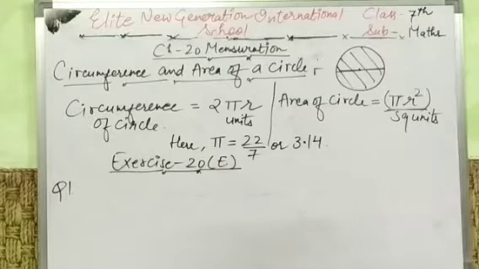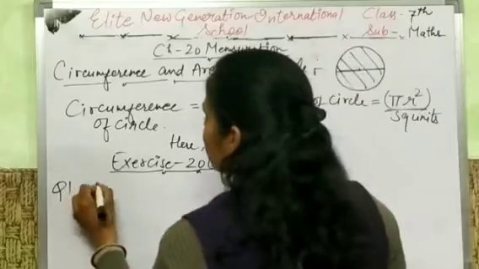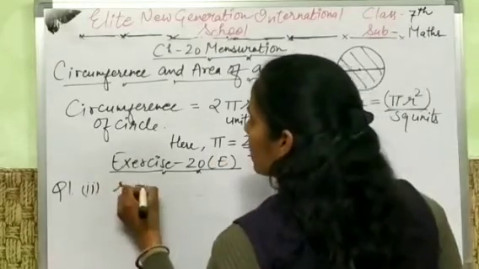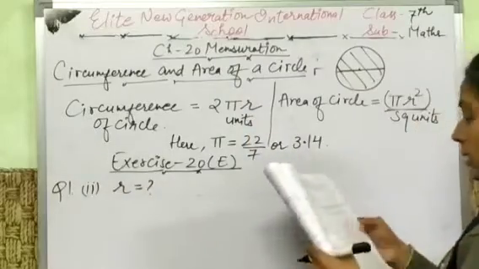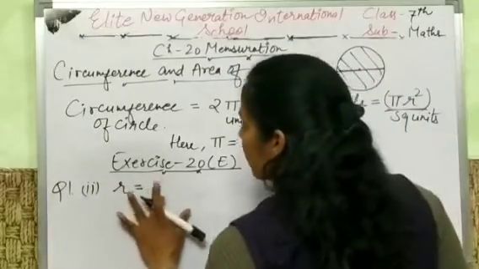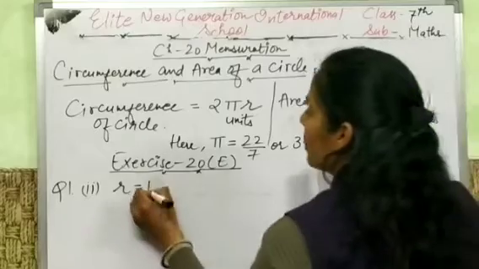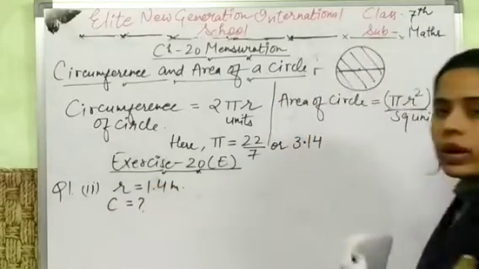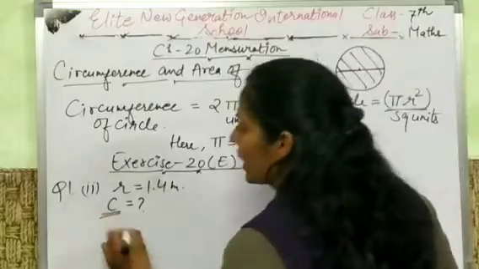So here the first question is, we have to first find the circumference of a circle whose radius is given. Okay, so question number 1 part 2, let's take it. We have to find the circumference. Radius is given. Radius is 1.4 meter and we have to find the circumference. Okay, it is denoted by the capital letter C.